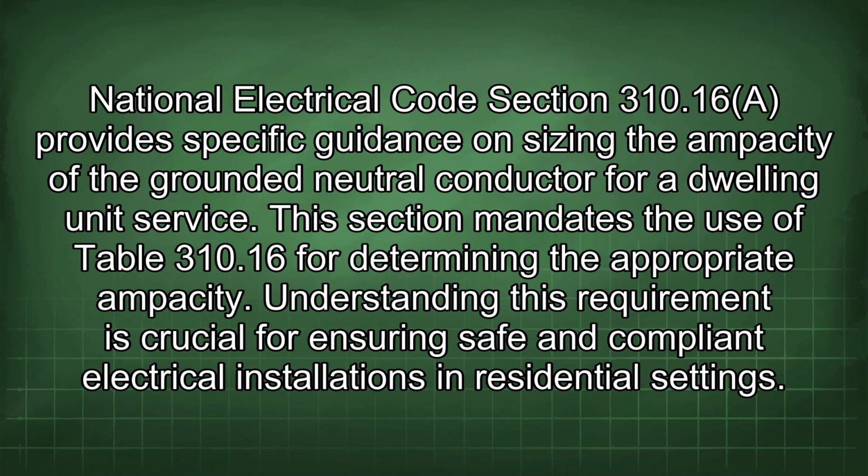National Electrical Code Section 310.16 provides specific guidance on sizing the ampacity of the grounded neutral conductor for a dwelling unit service. This section mandates the use of Table 310.16 for determining the appropriate ampacity. Understanding this requirement is crucial for ensuring safe and compliant electrical installations in residential settings.